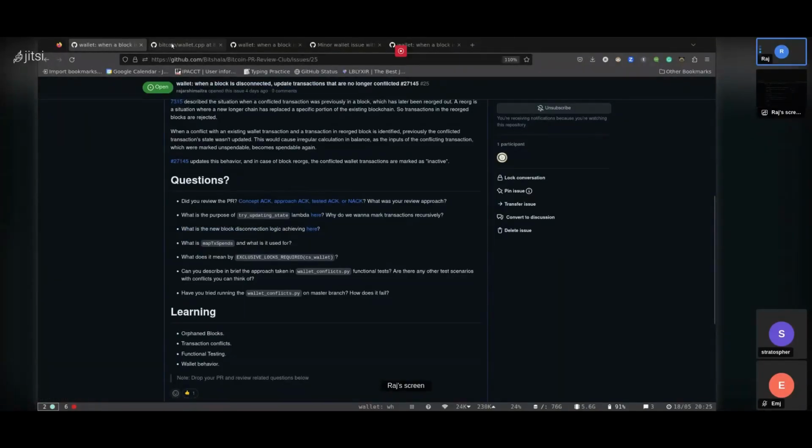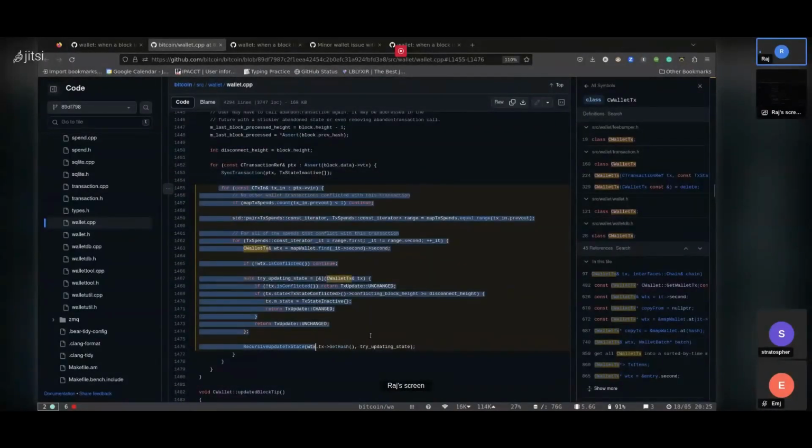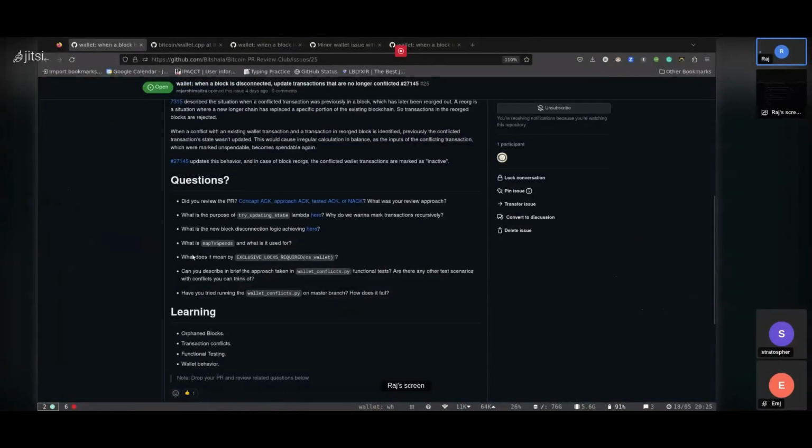So block disconnection logic is basically the newly added code over here, and that's what it does. It changes the state of transactions that conflict with an orphaned block into inactive. And yeah, so the next question is what is mapTxSpends and what it is used for. So mapTxSpends is the structure over here.